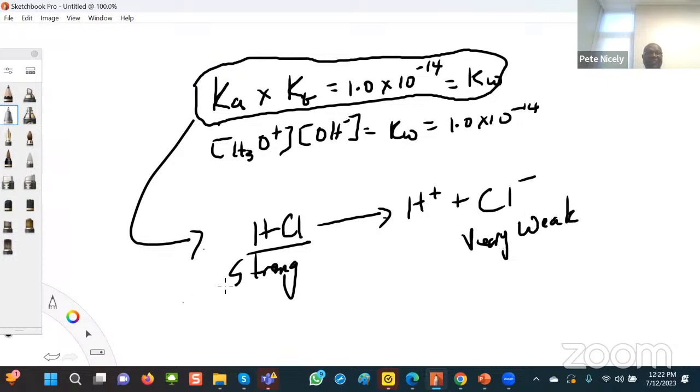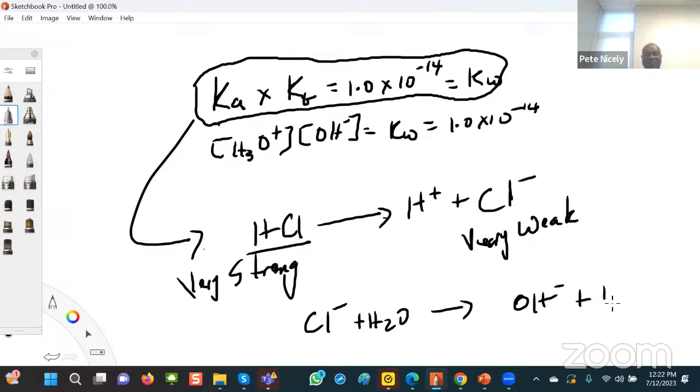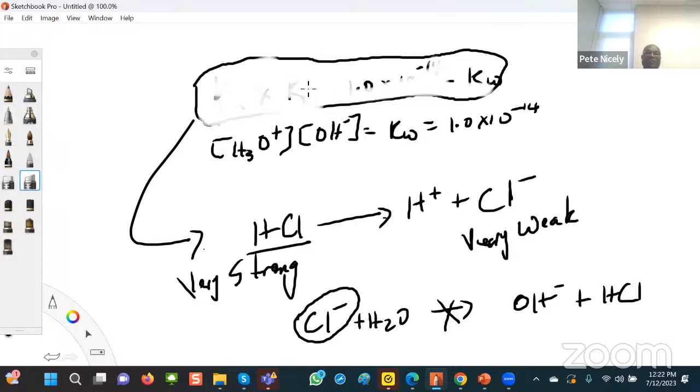And the acid is very strong. So what that means is that the chloride ion will basically not react with water to form the hydroxide ion and HCl. This reaction will not take place because the chloride ion is a very weak conjugate base, all right? On the other hand, let me do some erasure here. Let me erase this top part here.